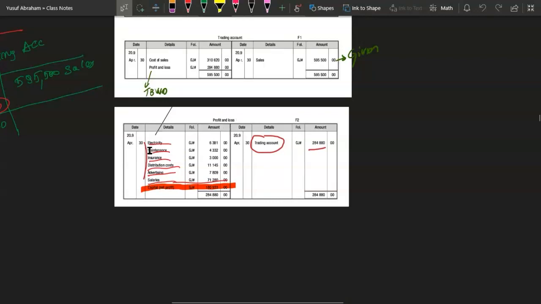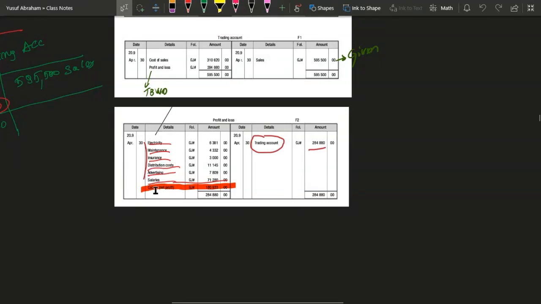We're going to take into account everything that was not manufacturing related or production related. Such as what? Electricity for the admin building, maintenance for the admin building, right? Or maintenance for the admin equipment, insurance for the admin equipment, distribution cost, advertising. These are not manufacturing related. Salaries of the admin employees, they are not manufacturing related. So these are other expenses we're going to minus in order to get the net profit.